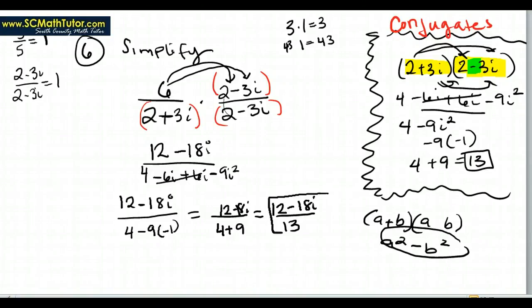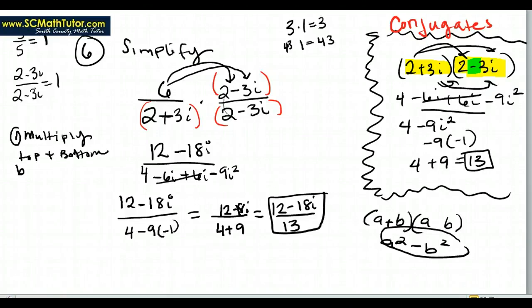If you use these steps, if you use this process, you should be able to get this right. Step 1: multiply top and bottom by the bottom's conjugate. Step 2: simplify. You can either FOIL top or bottom, or you distribute top and FOIL bottom, depending on what the problem is.